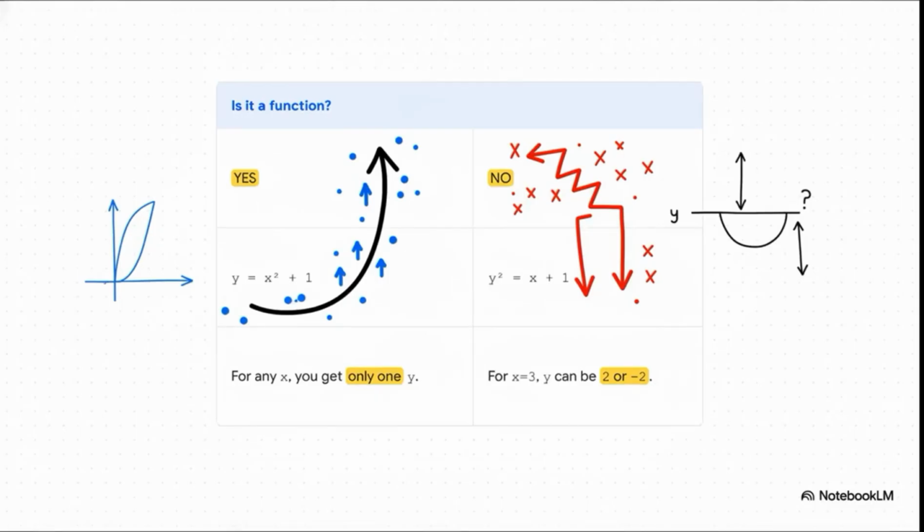Let's make this super clear. Take a look at the left. Y equals x squared plus 1. No matter what number you plug in for x, you're only ever going to get one answer for y. It follows the rule. It's a function. But now look at the equation on the right. With y squared equals x plus 1, if you plug in x equals 3, well, y could be 2, or it could be negative 2. You see that? One input, x equals 3, just gave us 2 different outputs. That breaks our main rule, so nope, not a function.